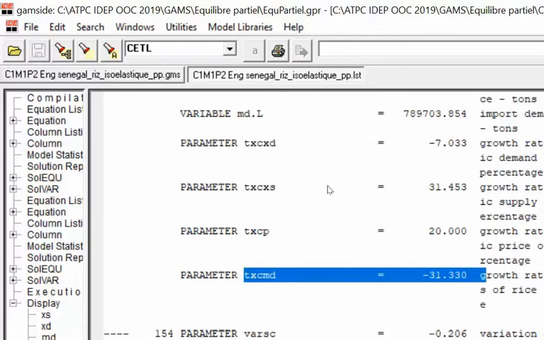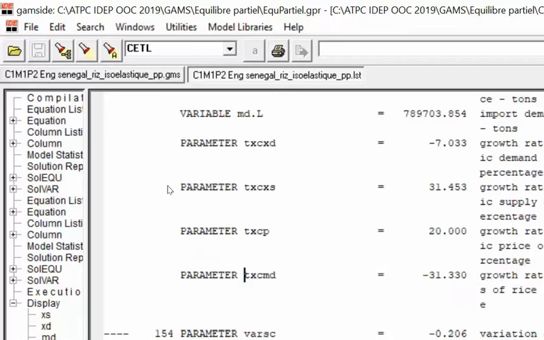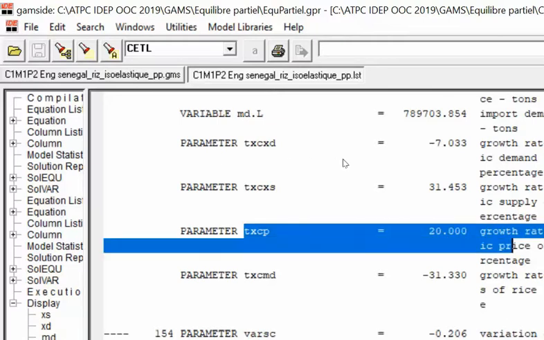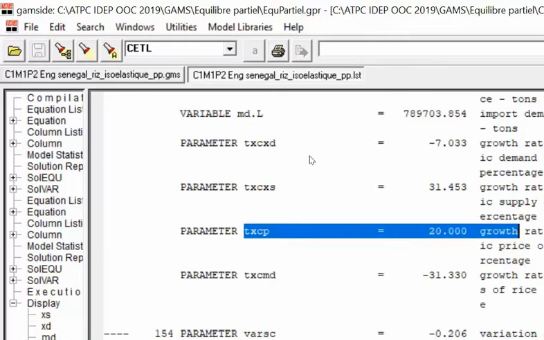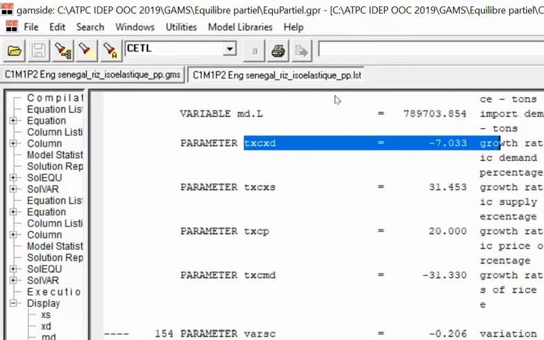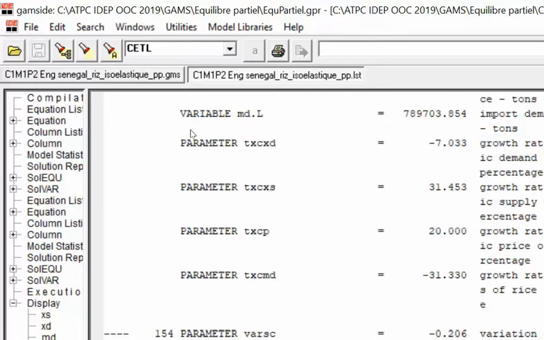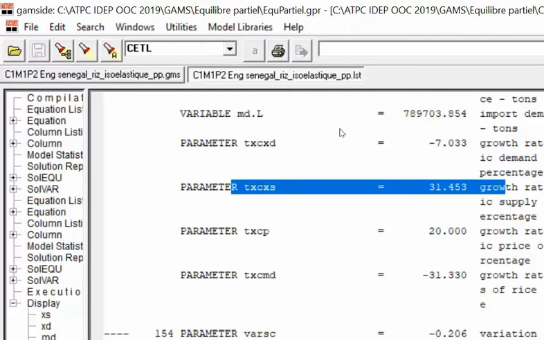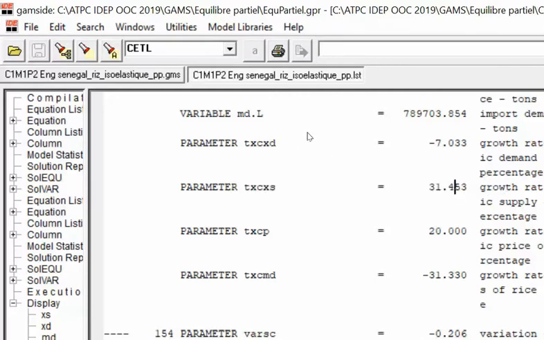First, it decreases imports. It's normal because imports are more expensive. It means that the local price is augmented by 20% because the world price is unchanged, and so the local price is augmented by the level of the tariff. If the local price is augmented, you've got a decrease in the domestic demand for rice because rice is more expensive. And of course, as the local price is augmented, you've got an increase in the local production of rice.